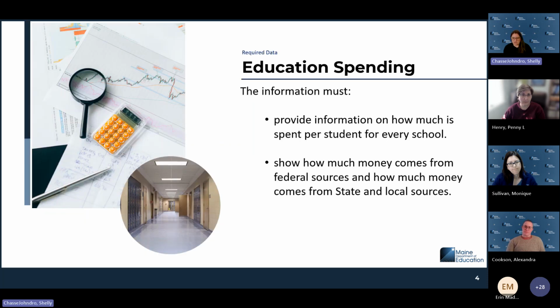Now we're going to jump into the required data that must be on the ESSA dashboard. The first one is educational spending. So the information must provide information on how much is spent per student for every school in the SAU. It must also show how much money comes from federal sources and how much money comes from state and local sources.